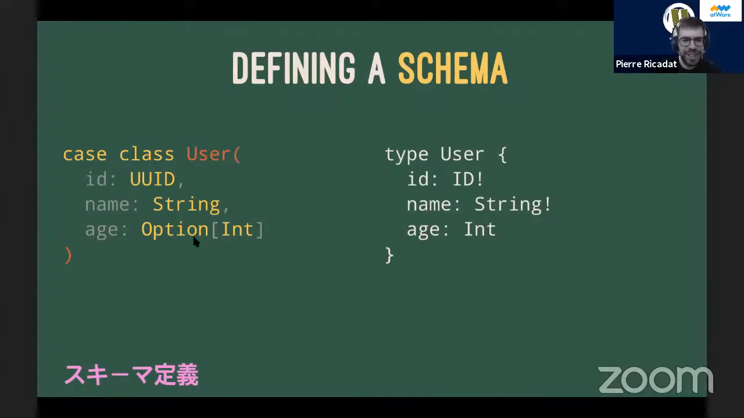Okay. Is there any other question? I can see people are typing. Yeah, it's like an Option. It's the opposite of Option, because an Option means that it might not be there. When there is an exclamation mark, it means non-null.